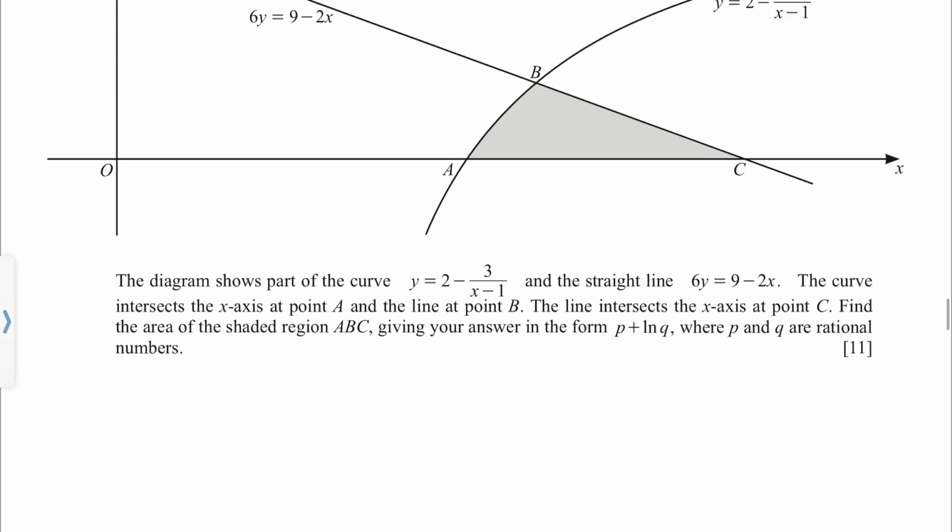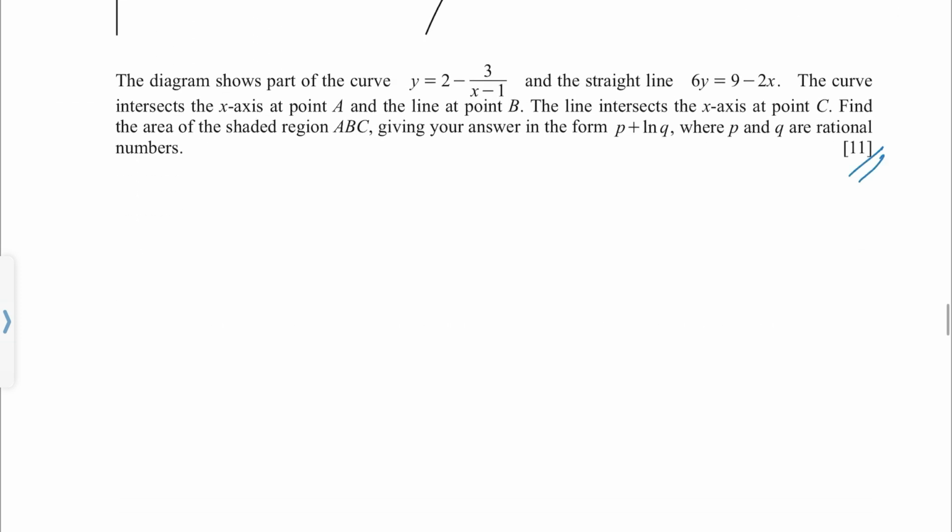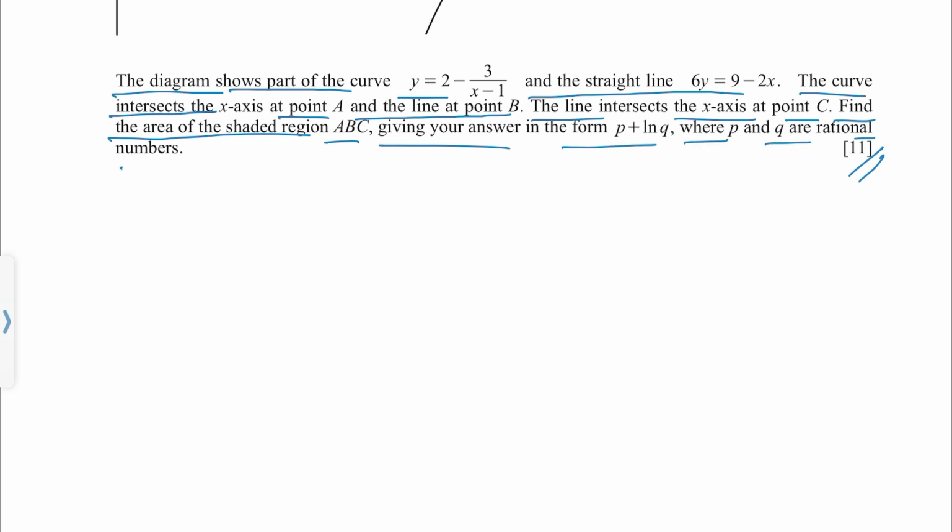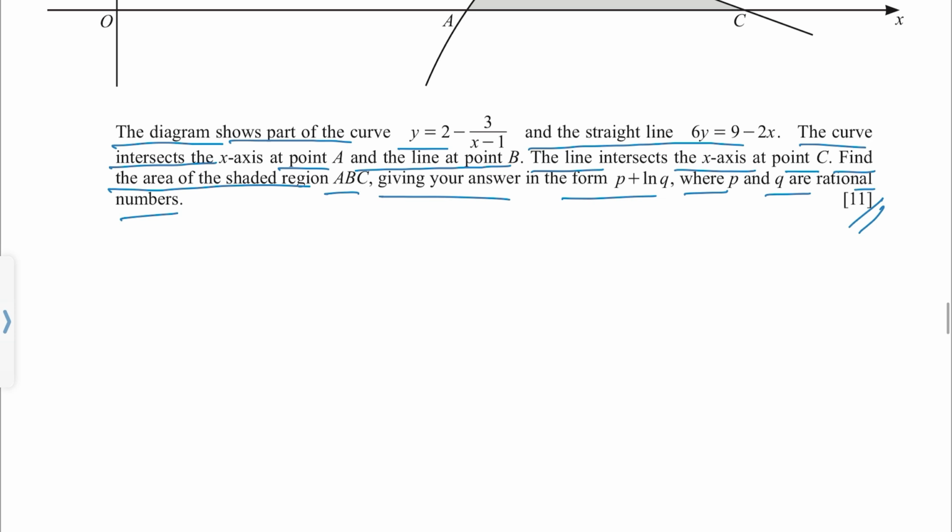Now moving on to question 8. This is a long question, I guess. Question 8 is of 11 marks. The diagram shows part of the curve y equals this and the straight line this. The curve intersects the x-axis at point A and the line at point B. The line intersects the x-axis at point C. Find the area of the shaded region ABC, giving your answer in the form P plus ln Q, where P and Q are rational numbers.